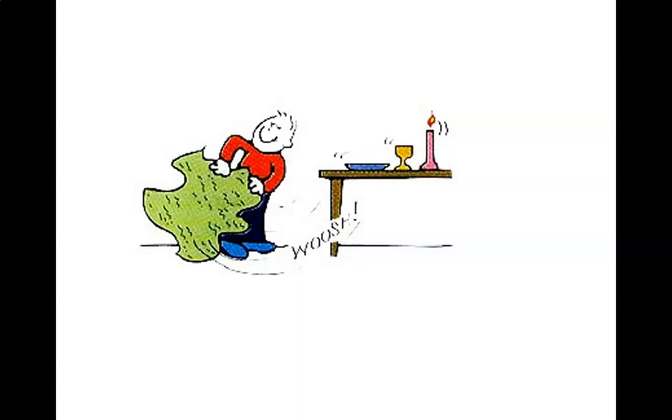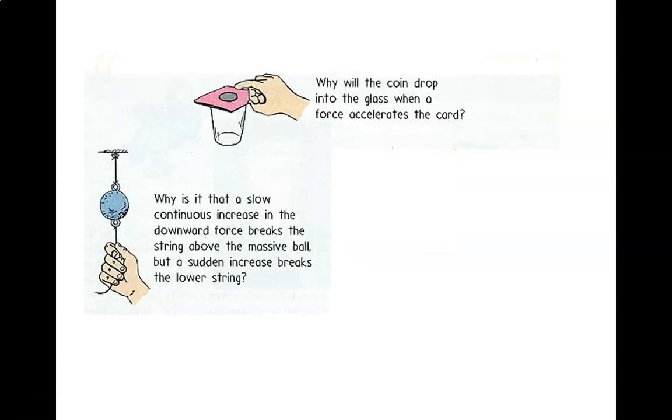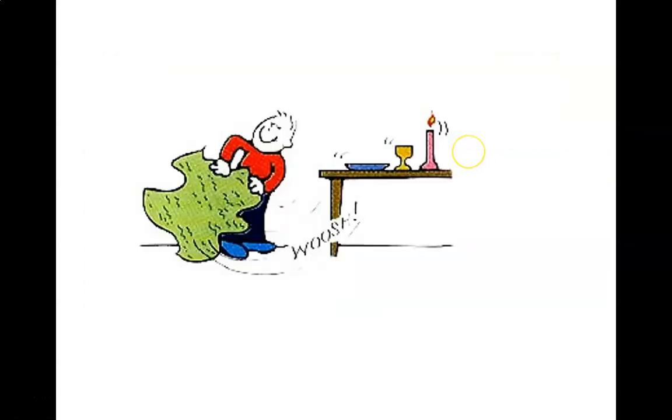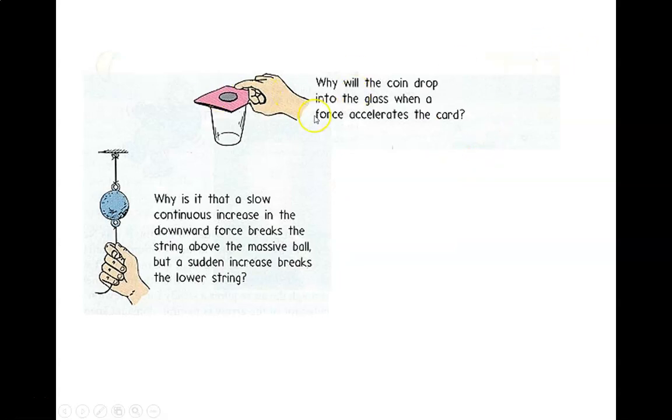So when you give the tablecloth a quick yank, there's not enough force between the tablecloth and the table settings to really cause their inertia to change what they're doing. Now, if you do it very slowly, you'll drag everything off with it. But if you do it very quickly, there's very little force between the objects. You can do this at home with your own table settings and tablecloth. Get parent permission before you do this.